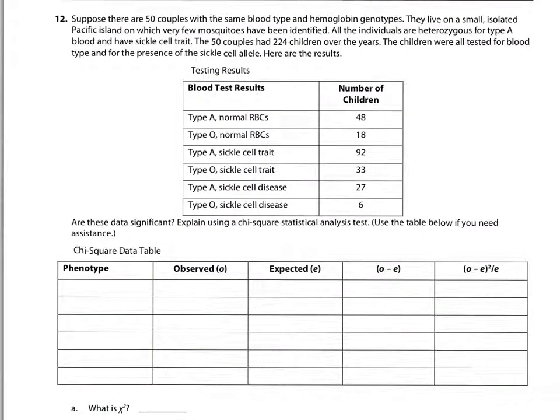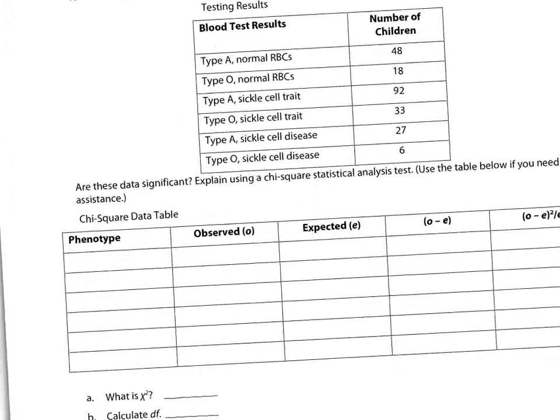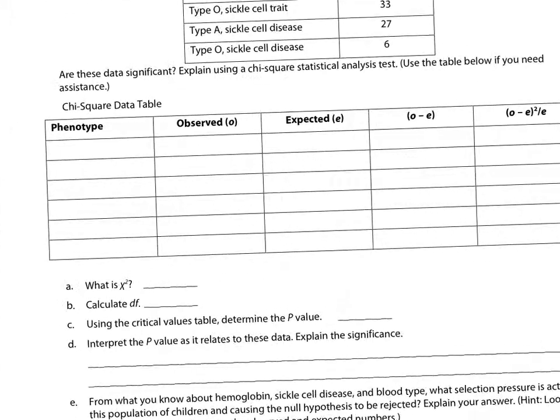Okay, so here we are working on the problem that we started in class. Sorry that we didn't have time to finish it. But this was looking at different blood types and whether or not the individual had the sickle cell trait. So this is the problem that we started with. So let's see if we can finish the chi-squared for it.